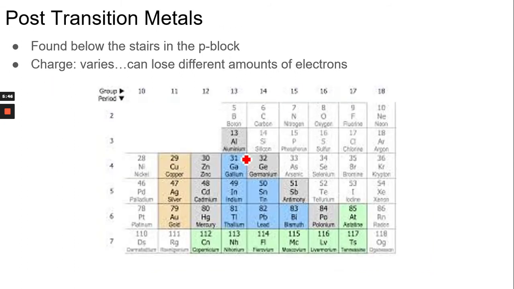Post-transition metals are the metals found under the stairs, so it's these blue ones right here. They are post-transition metals because they come after the transition metals, so after group 12. They can also lose different amounts of electrons because they have those d electrons.